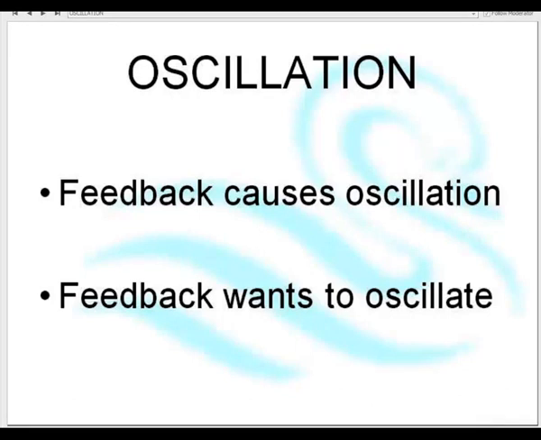Now, one thing I cannot emphasize enough is that feedback causes oscillation. Feedback basically wants to oscillate. Any control system that has feedback, the first thing it wants to do is oscillate. It's happy when it's oscillating. When we're tuning control systems, our job is to find the very rare number of values that will stop it oscillating. And it's a bit of a trick to find these values, honestly.